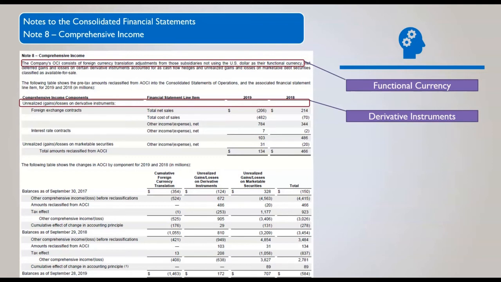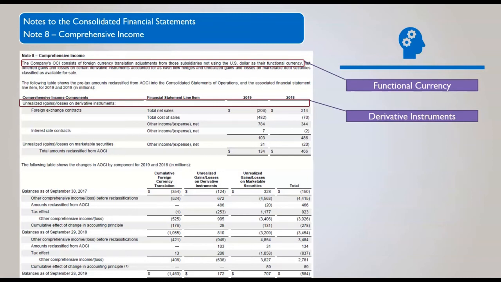What is a derivative instrument? A derivative is a contract between two or more parties whose value is based on an agreed upon underlying financial asset, index, or security. Examples of a derivative instrument include futures contracts, forward contracts, options, and swaps.